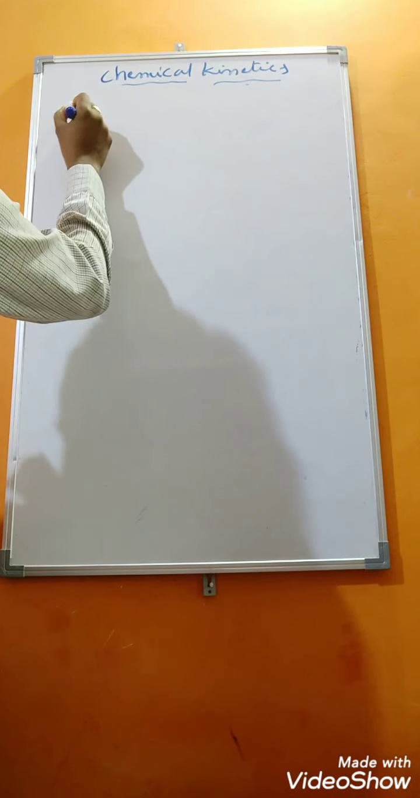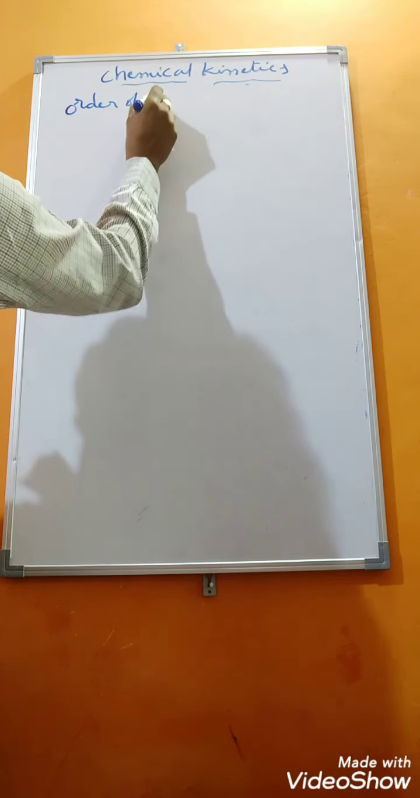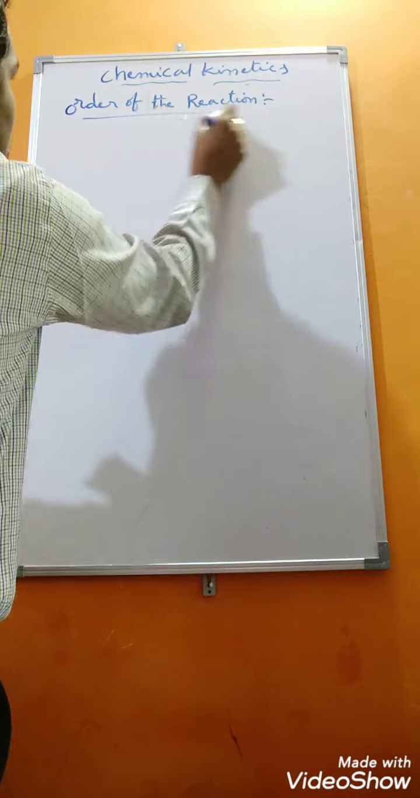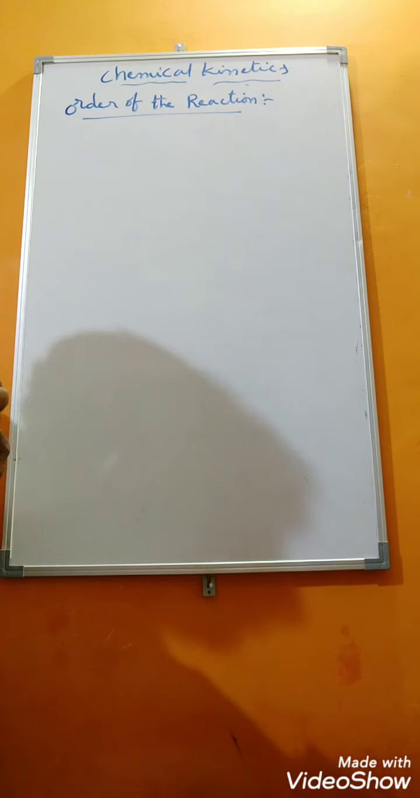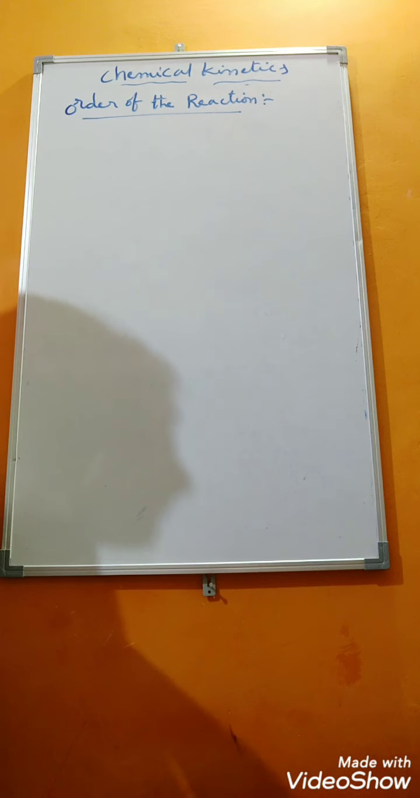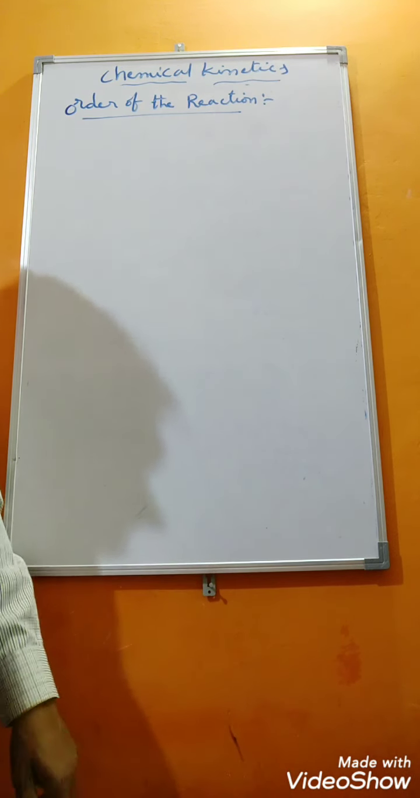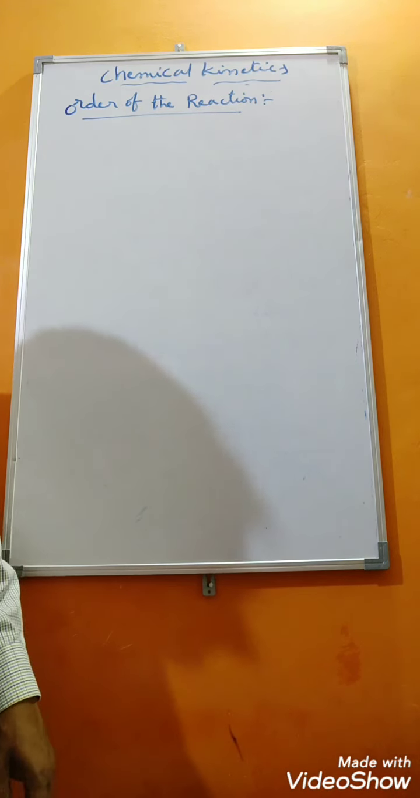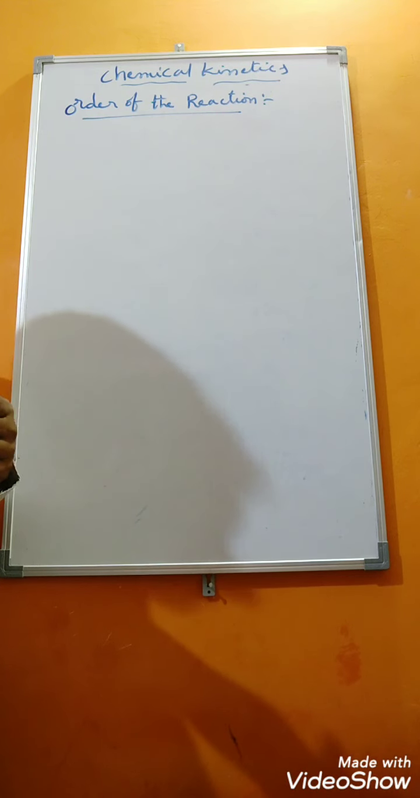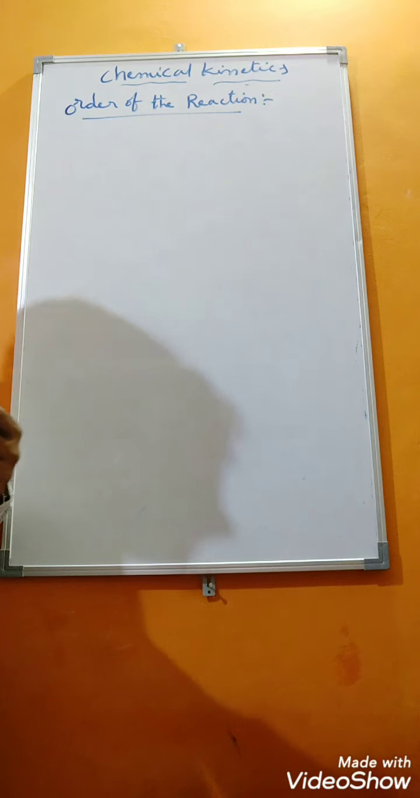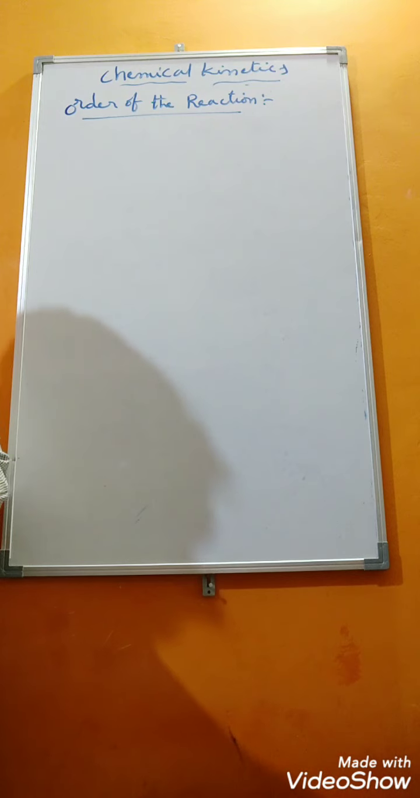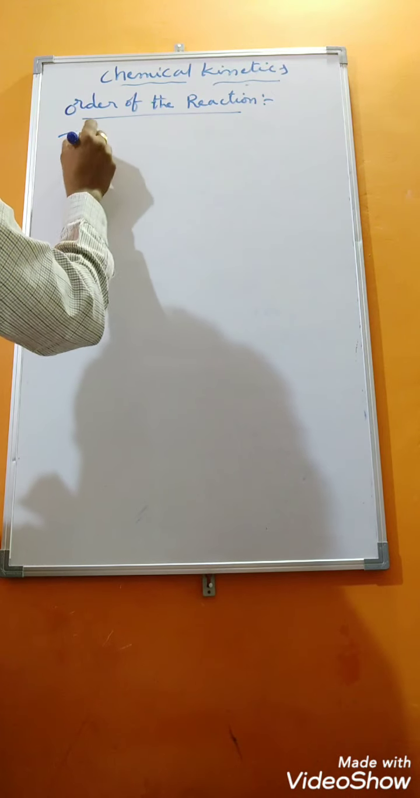See about order of the reaction. Students, let us see what is order of the reaction here. Order of the reaction means the sum of the powers of the concentration of the reactants in the rate law expression. We have taken the rate law expression in the previous concept. In that, what are the powers? Some value. The sum of the powers of the concentration of the reactants in the rate law expression is called what? Order of the reaction.